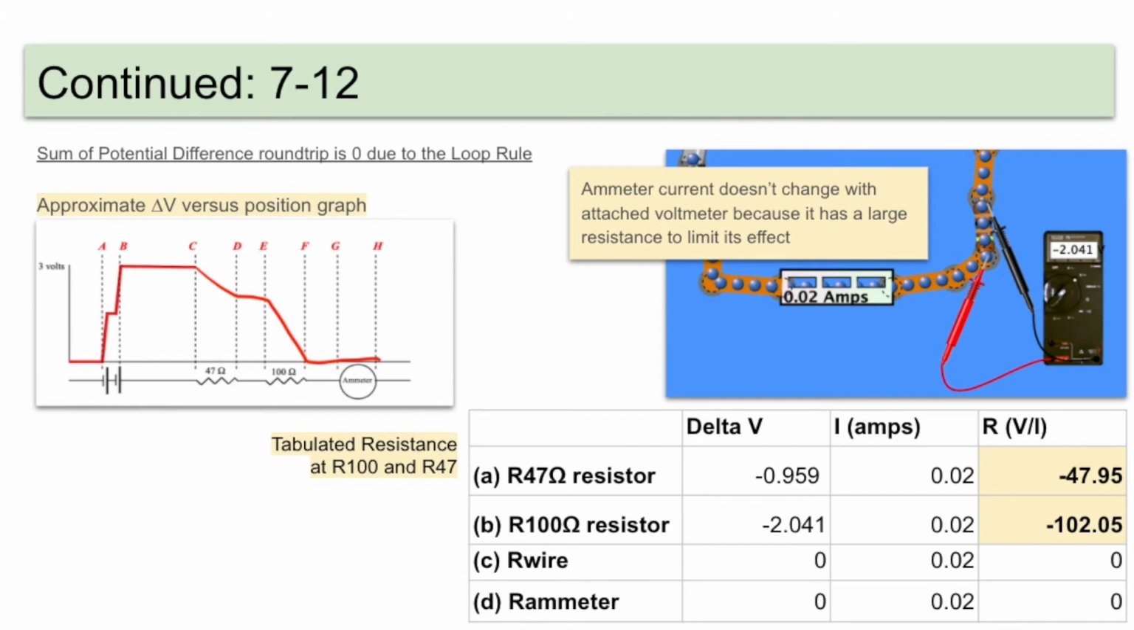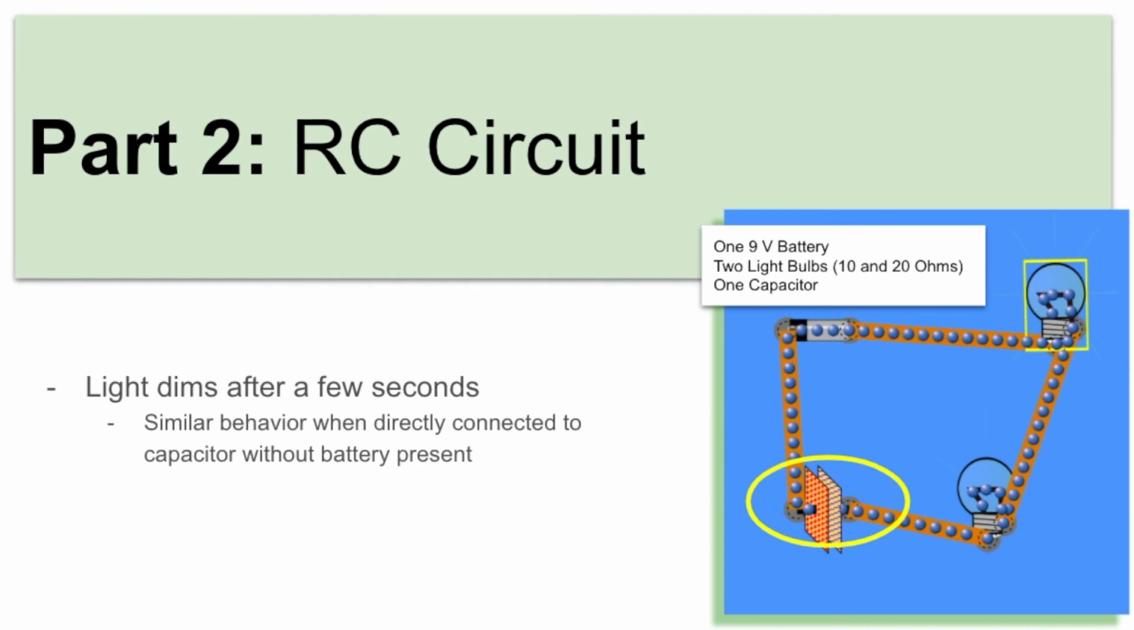The sum is 0 due to the loop. Around a closed loop, the potential difference becomes 0 logically because energy is conserved. This energy conservation is seen in the graph below. From A to B, there's a rise in potential because of the battery's potential. Our path definition means this drops across resistors and doesn't change from wires. Current doesn't change from our voltmeter reading because it has a large resistance to limit its effect.